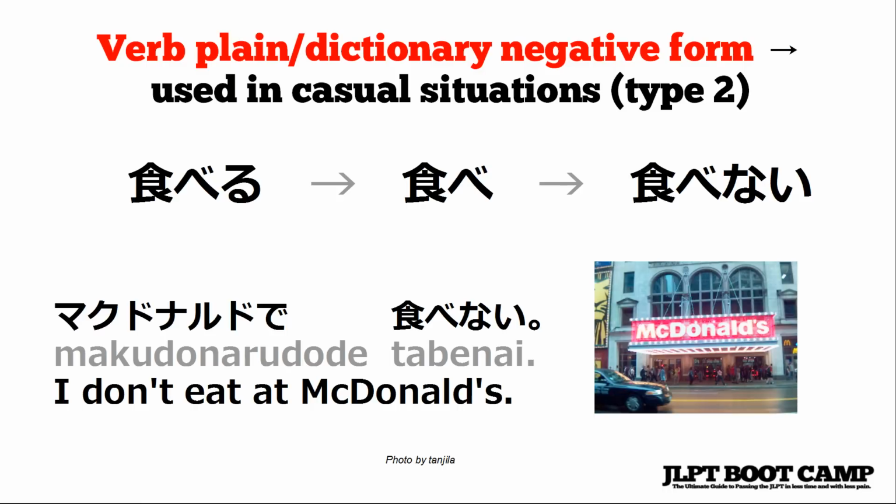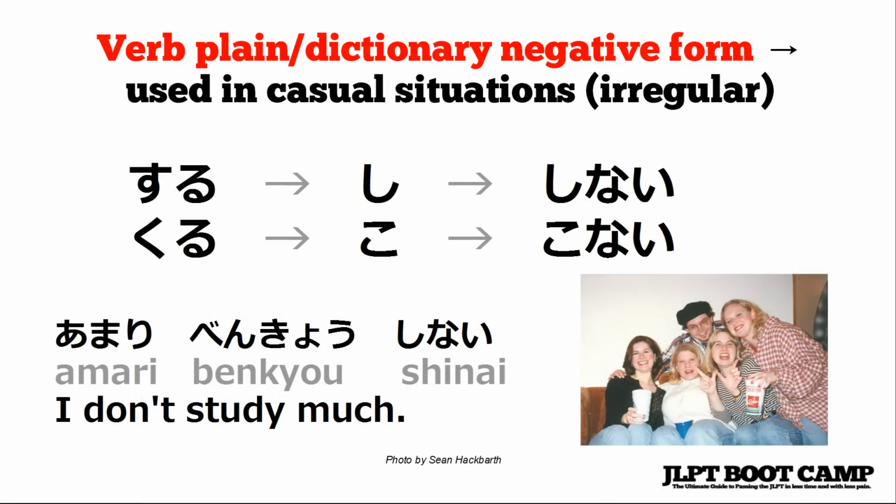Now, the final type of verbs are irregular. There's only two of them, suru and kuru. Suru becomes shi, and then you add nai, you have shinai, for the simple negative plain dictionary form. Kuru becomes ko, you have konai, and that's the plain negative form of kuru, to come. Suru is to do or play, or has a couple different translations depending on the situation, but it's only these two verbs.